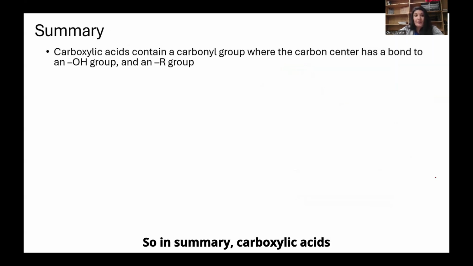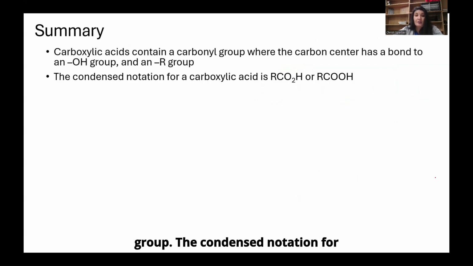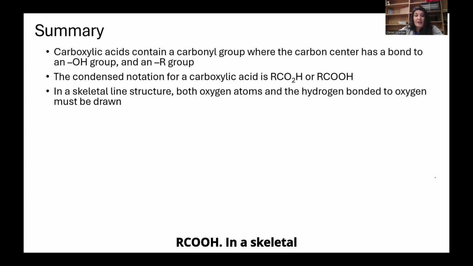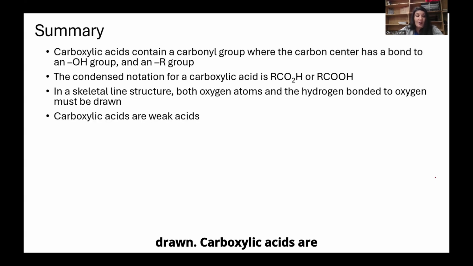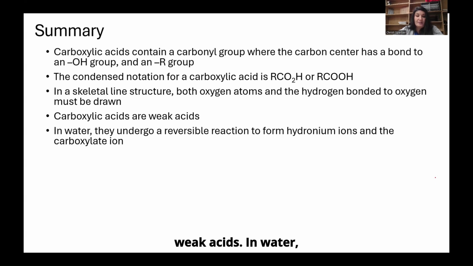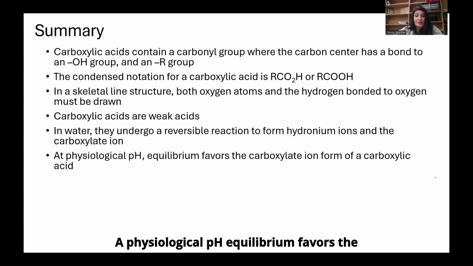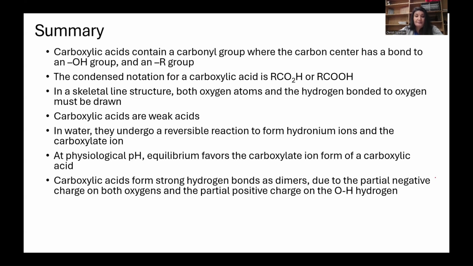So in summary, carboxylic acids contain a carbonyl group where the carbon center has a bond to an OH group and an R group. The condensed notation for carboxylic acids is RCO2H or RCOOH. In a skeletal line structure, both oxygen atoms and the hydrogen bonded to the oxygen must be drawn. Carboxylic acids are weak acids. In water, carboxylic acids undergo a reversible reaction to form hydronium ions and the carboxylate ion. At physiological pH, equilibrium favors the carboxylate ion form of the carboxylic acid.